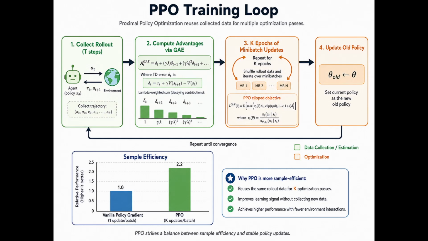PPO is as close to a default algorithm as RL has right now. It's used in robotics, game playing, and was also used in reinforcement learning from human feedback, RLHF, for training large language models, including some you might have heard of.